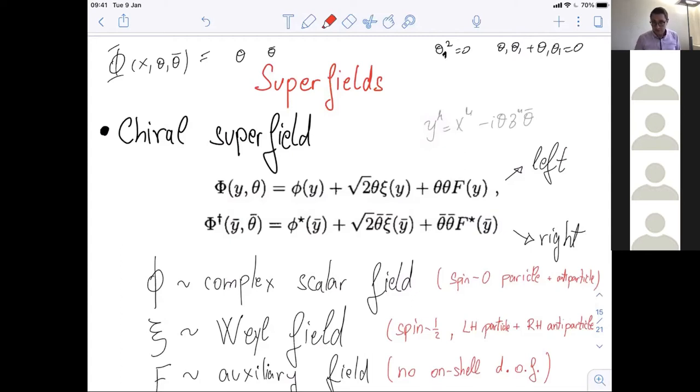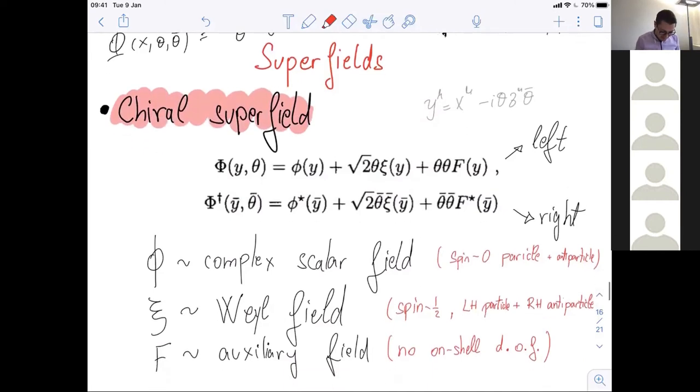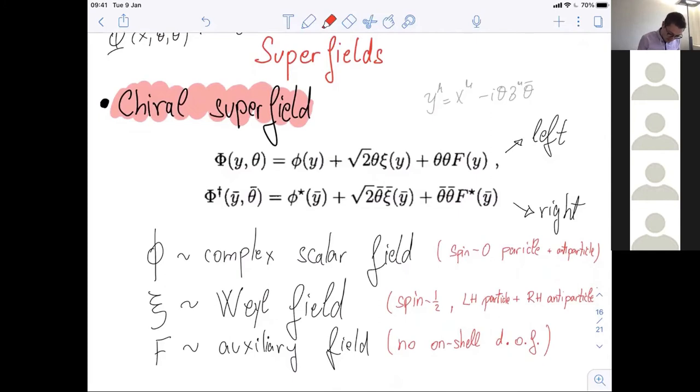Now there are irreducible representations under supersymmetry, of course, meaning a subset of these general functions of coordinates. One irreducible representation is the chiral superfield. It has a very specific form, which is this one. This is a left chiral superfield and a right chiral superfield, okay? This y is given by this formula here. So what does it have? It only has these two terms, linear in theta and theta square, and no theta bar.